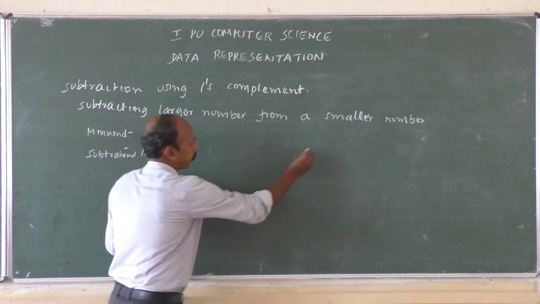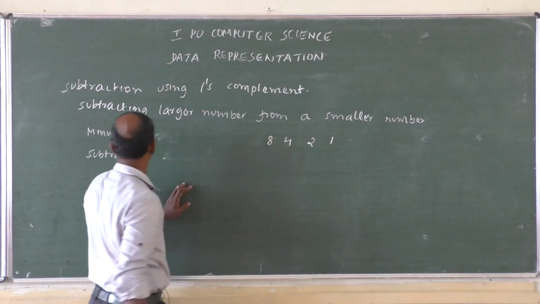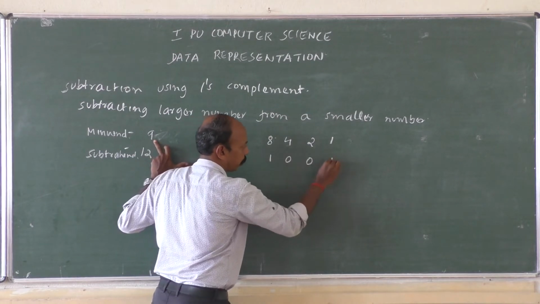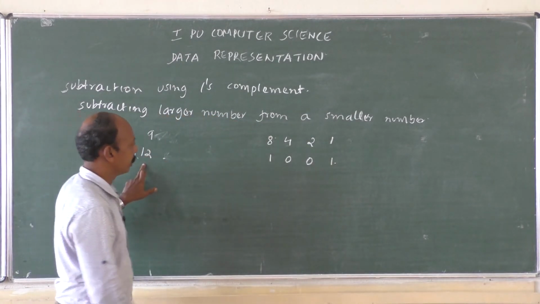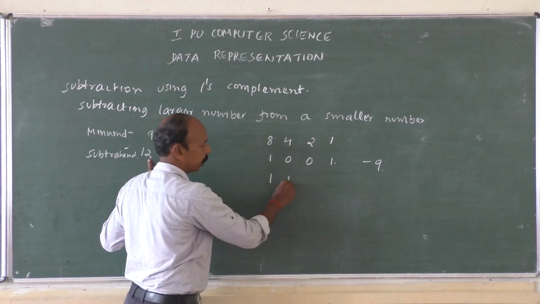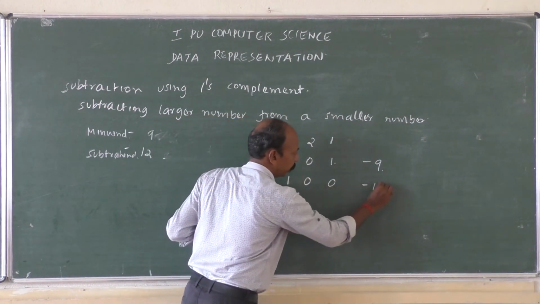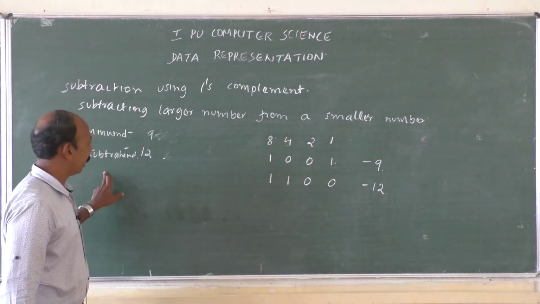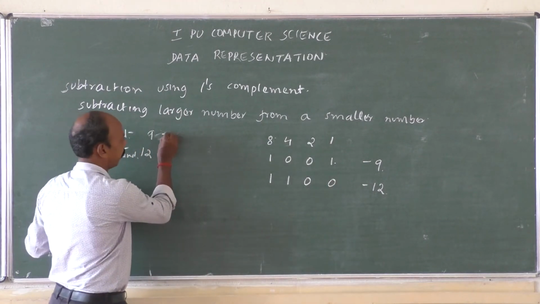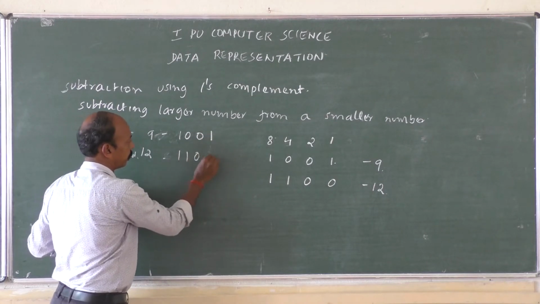Now 9, as usual, 1, 2, 4, 8. 9 is 1, 0, 0, 1. This is 9. 12 is 8 plus 4, that will be 12. Which is the subtrahend? Subtrahend is 12. So once again we shall write that here: 1 1 0 0.